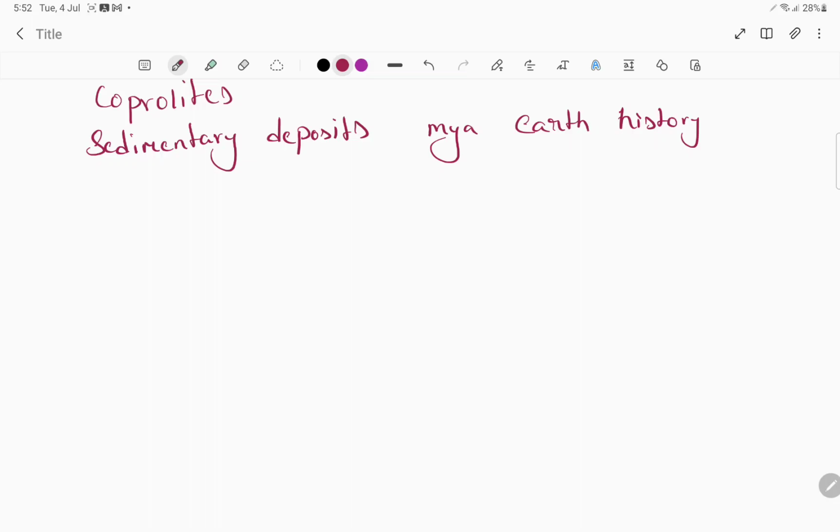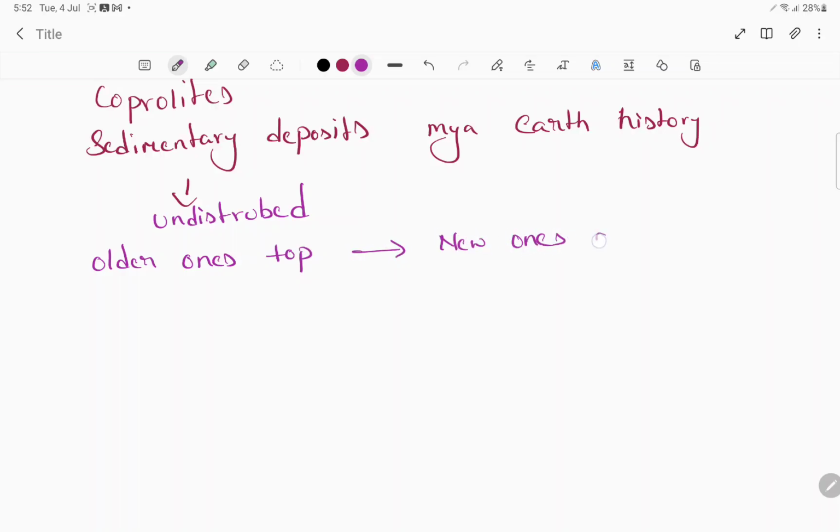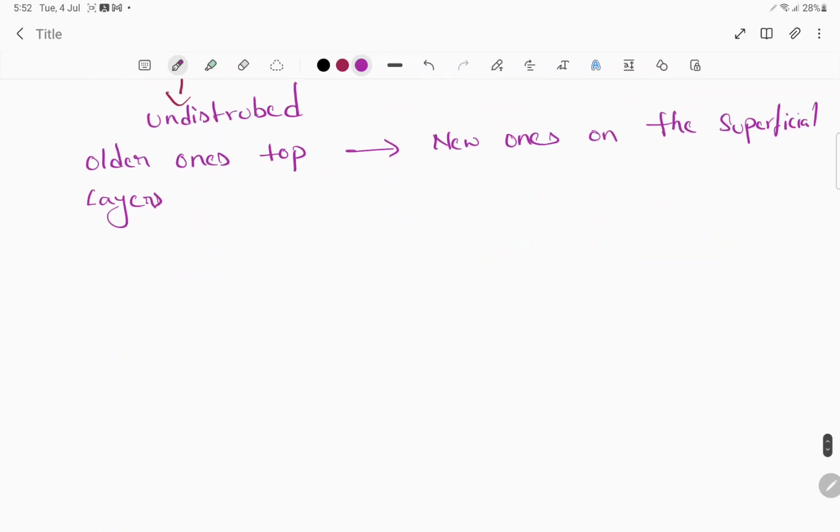This inference from fossils holds if sediments are undisturbed. Older ones are at the bottom, and new ones on the superficial layers. Right? So let's see what all we are able to see. Some of the life forms were restricted to certain periods of geological time, so you can see those organisms in the sediments of the particular era.